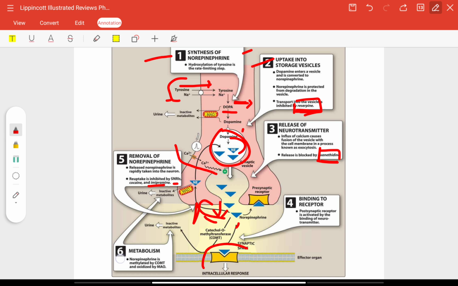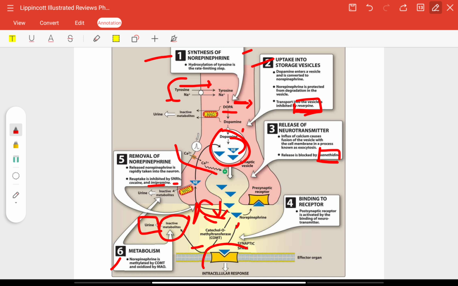Then sixth is metabolism. Norepinephrine is methylated by COMT, catechol O-methyltransferase, and it is oxidized by MAO. These two enzymes metabolize norepinephrine, and when it is metabolized it converts into inactive metabolites and is eliminated in the urine. This is the whole cycle of norepinephrine, the adrenergic system, the sympathomimetic system.